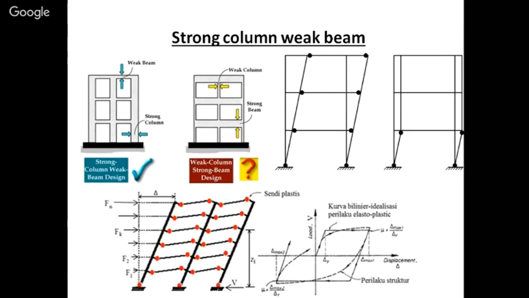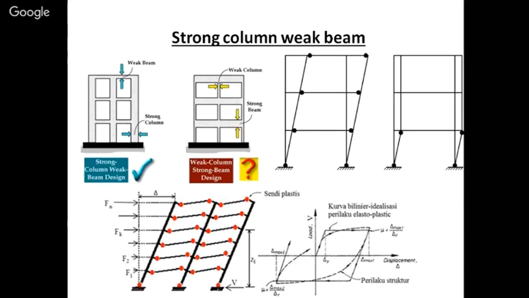First, in this case, a worldwide accepted philosophy is called strong column, weak beam. During an earthquake, a beam can fail, but your column should not fail. At the same time, plastic hinges should form exactly at the bottom of the column as well as at the beam-column joint location, so that we can expect a ductile sway mechanism. Because if a column fails, the entire structure will collapse.